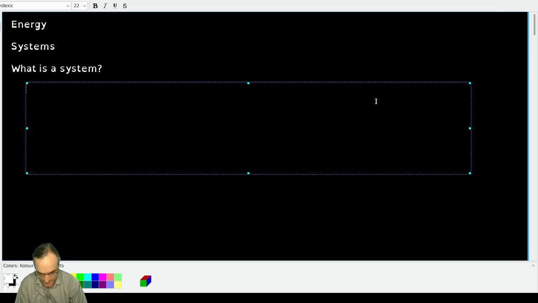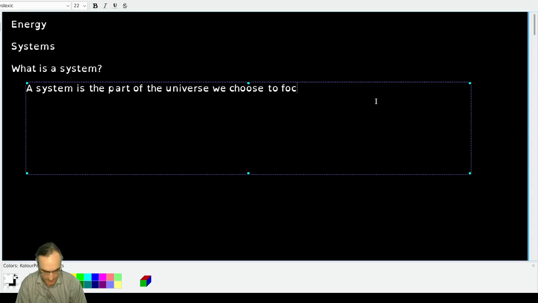So to give a precise definition for it, a system is the part of the universe that we choose to focus our attention on. Grammatically, I could have put that better, but that's pretty vague, but it is a precise definition. We divide the universe up into the rest of the universe and our system. So the system is just a small piece of the whole universe.